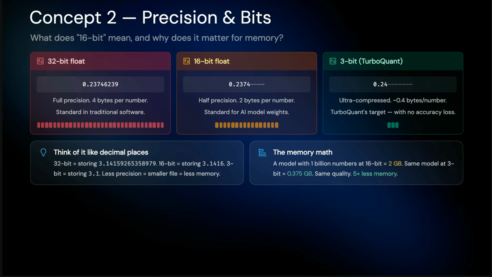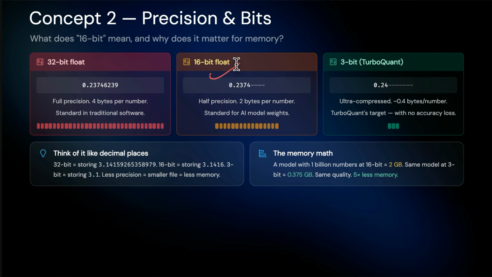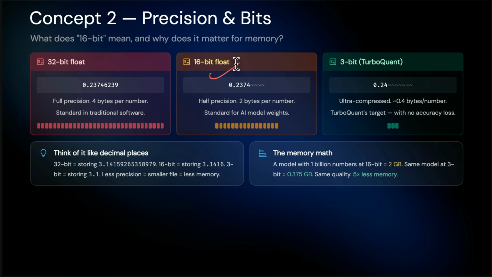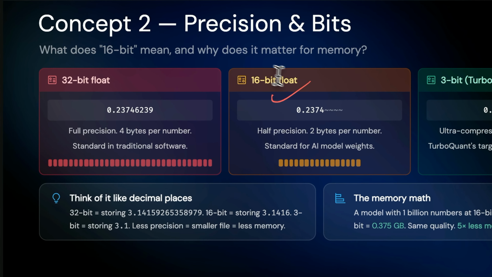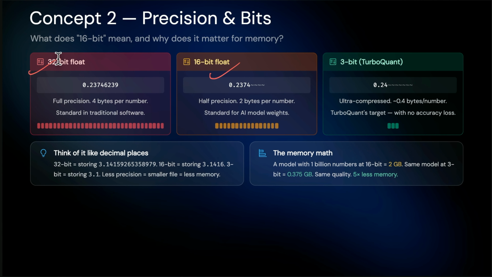Now let's take a look at precision and bits. When we say 16-bit, that means each number in the model is stored using 16 binary digits. More bits means more decimal places, which means more precision, but also results in more memory. 32-bit is called full precision. That means it takes 4 bytes per number.